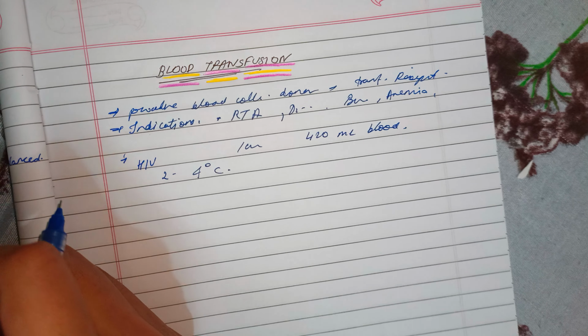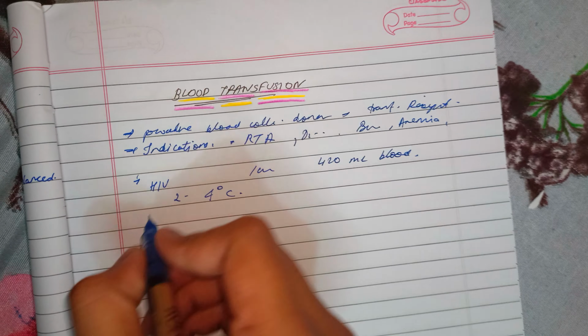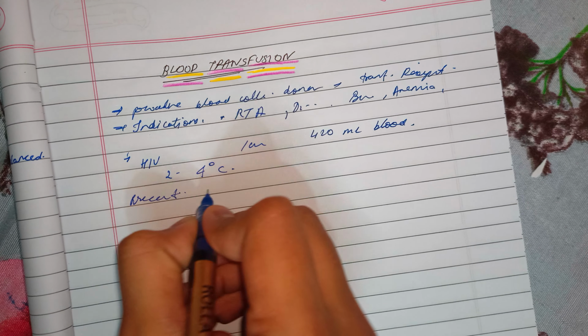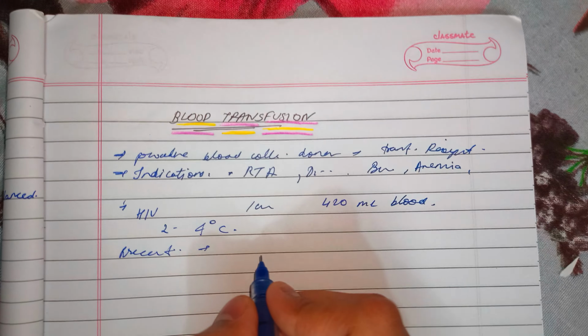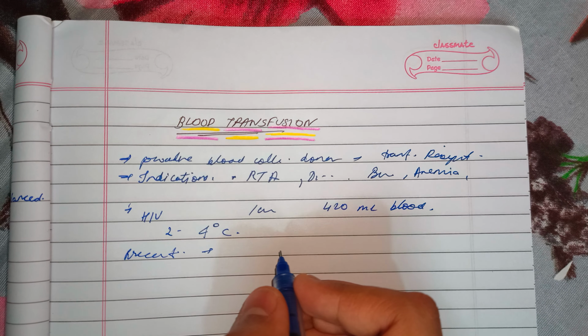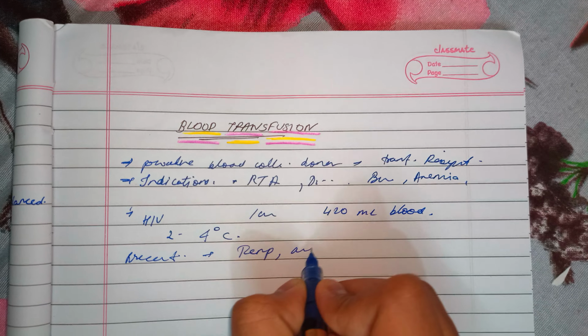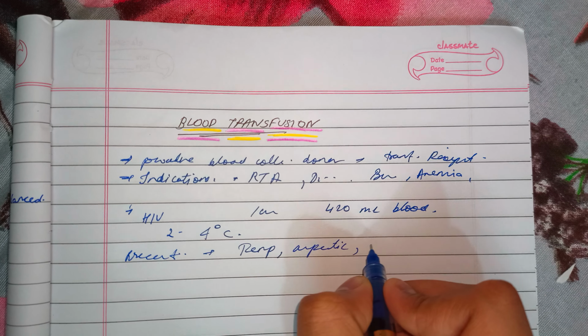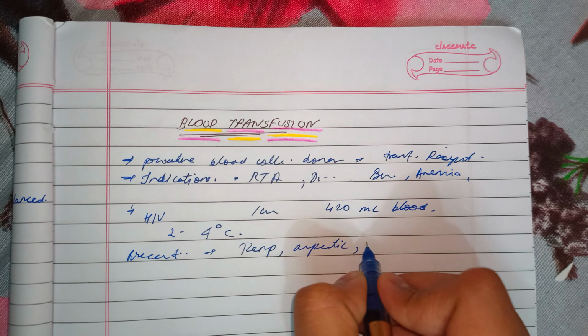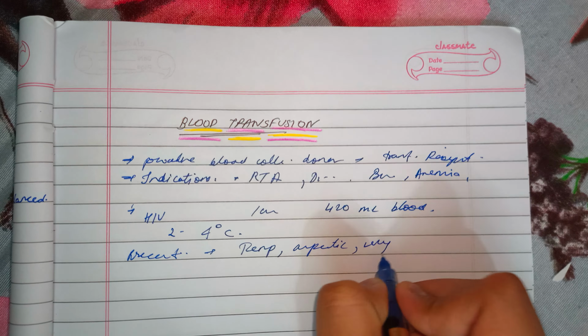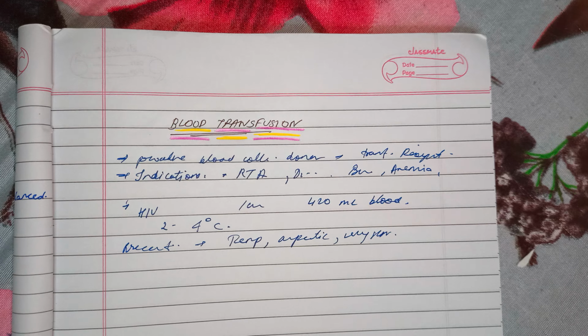Then, what are the precautions taken during blood transfusion? First is temperature: the blood to be transfused must be at body temperature. Second, aseptic conditions should be maintained. Third, the transfusion must be very slow, or else rapid infusion can lead to excessive load on the heart, as the heart pumps the blood, hence resulting in cardiac failure.